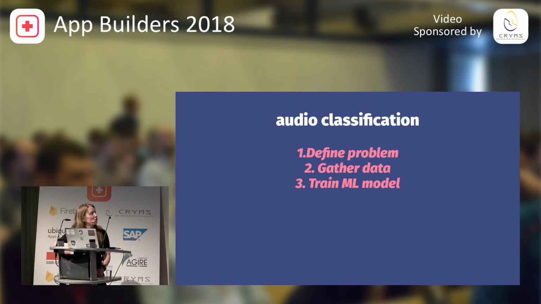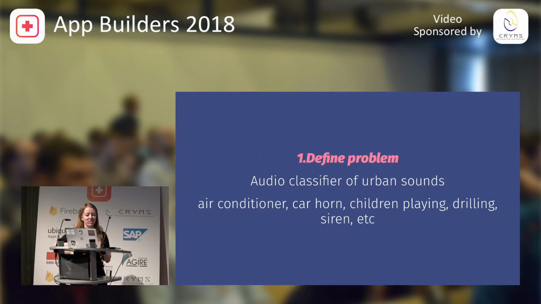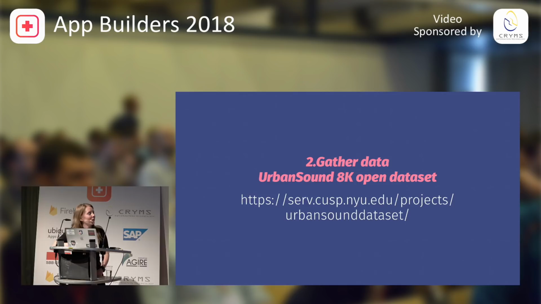Okay, so I'll try to go through this really quickly, but just to give you another idea, you can do audio classification too. We'll go through this example: if we define a problem as an audio classifier of urban sounds, because there's a really nice open data source for this, we can classify a sound that comes in as an air conditioner, a car horn, children playing, drilling, siren, and a couple more. This is already readily available and very well documented by NYU.